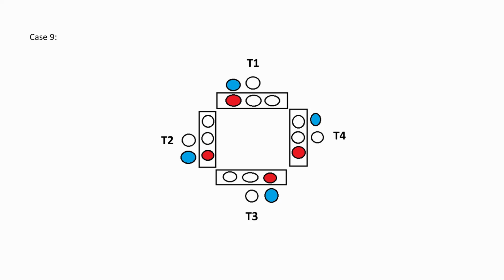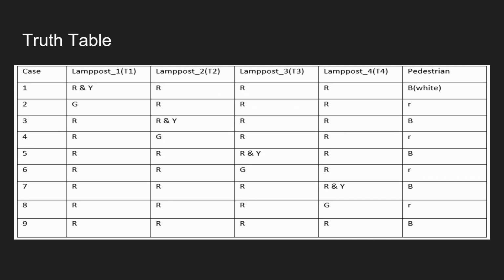And this is our truth table, where R, Y, G stand for the red, yellow and green traffic lights being on, and B and small r are for the pedestrian white and red lights respectively.